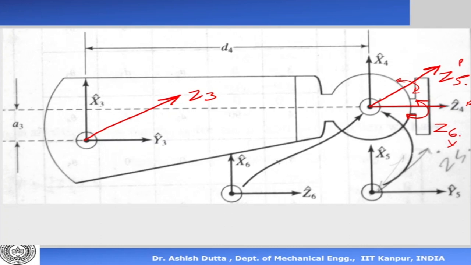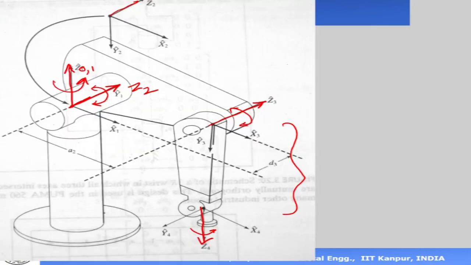Okay, so now let us look at the axis assignment again. Z0, Z1 is here, Z2 is here, Z3 is the elbow axis, Z4 and Z5 and Z6 are at the same point. Now in the human case, the roll axis is at the elbow actually. But in the case of the robot, it's at the wrist. Okay, please note that.